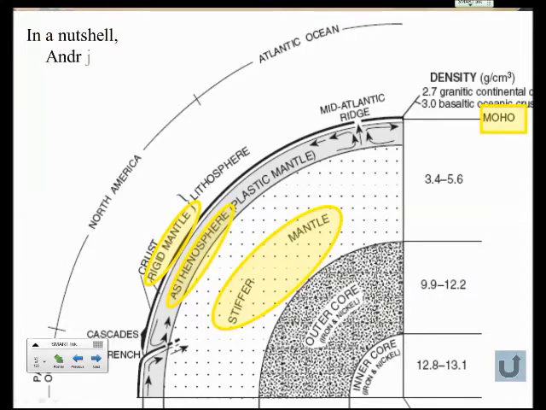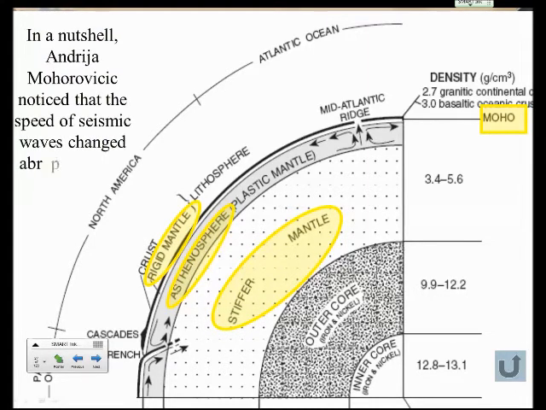So there's the layers of the Earth. In a nutshell, Mohorovicic noticed that the speed of seismic waves changed abruptly at this location, right between those layers right there, the rigid mantle and the crust.